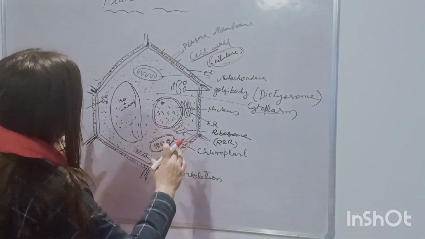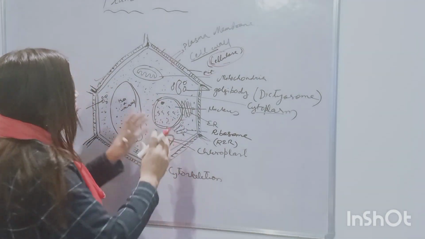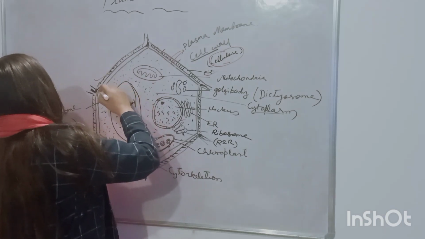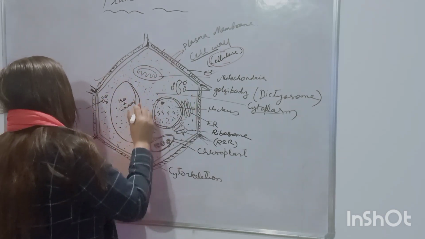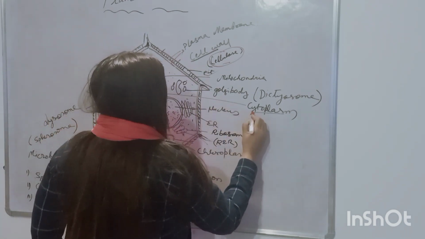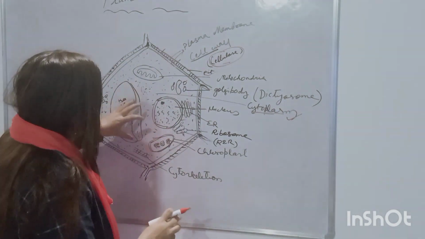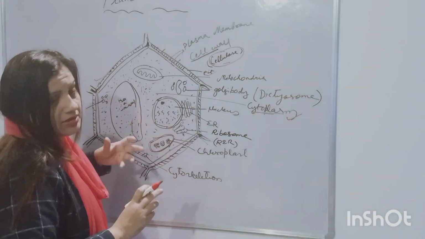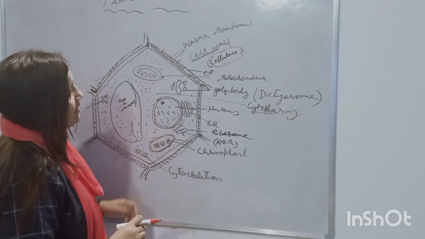Inside the cell there is a jelly matrix-like substance which is surrounded by the plasma membrane, and this jelly matrix-like substance is called cytoplasm. All the organelles are suspended inside the cytoplasm.